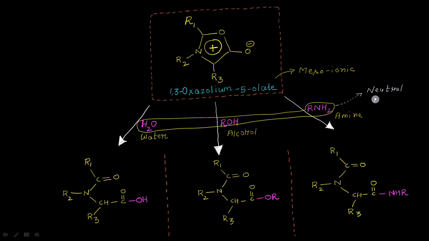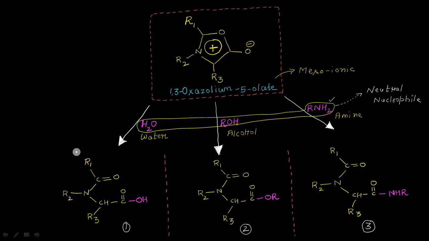Let me write here, it is a neutral nucleophile here, right? Because of the absence of any formal charge, they are considered as neutral type of nucleophiles. And you can see here that this meso-ionic molecule, that is 1,3-oxazolium 5-olate, upon reaction with all these neutral nucleophiles will result in the formation of three different types of products. The first one is this, the second one will be like this, and this is the last one, that is the reaction with the amine as a nucleophile.